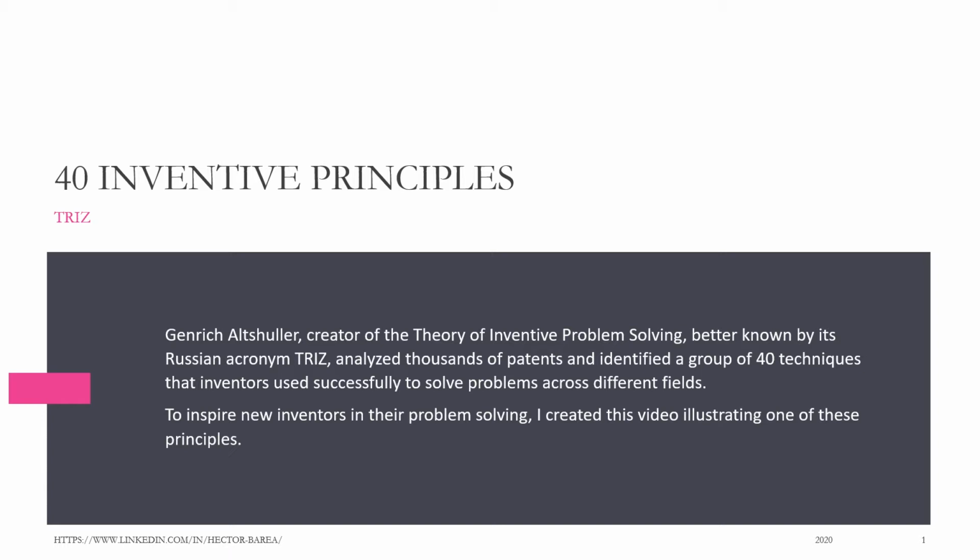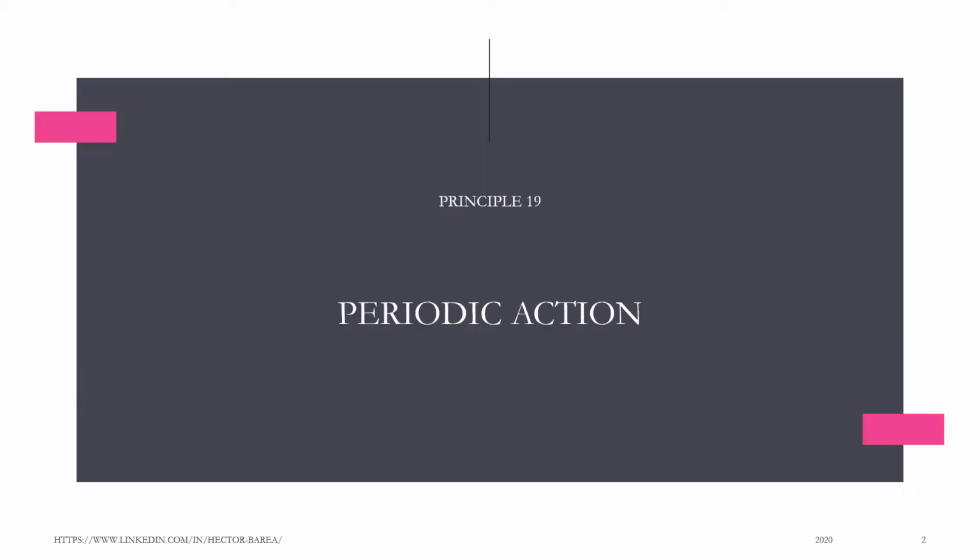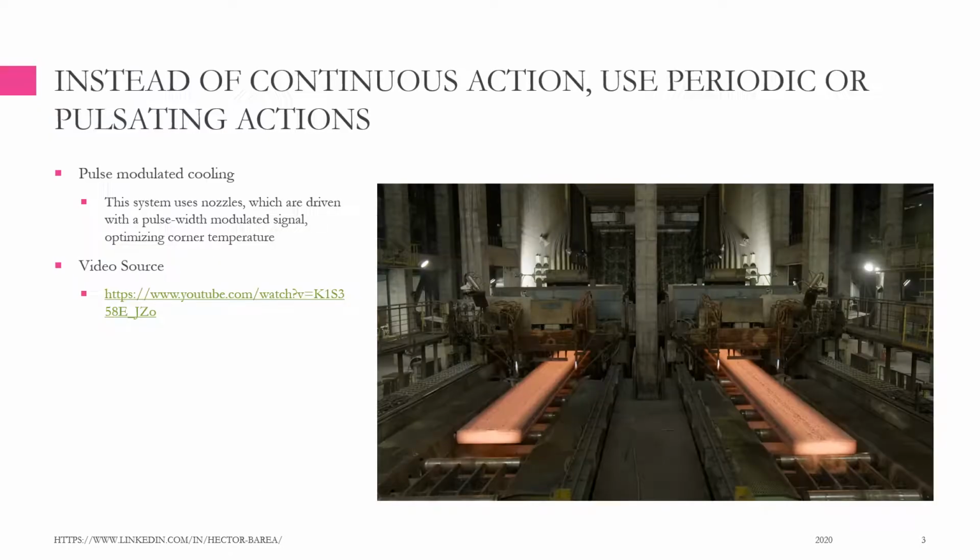To inspire new inventors in their problem-solving, I created this video illustrating one of these principles. Principle 19. Periodic action. Instead of continuous action, use periodic or pulsating actions. For example, pulse-modulated cooling. This system uses nozzles, which are driven with a pulse-width modulated signal, optimizing corner temperature.